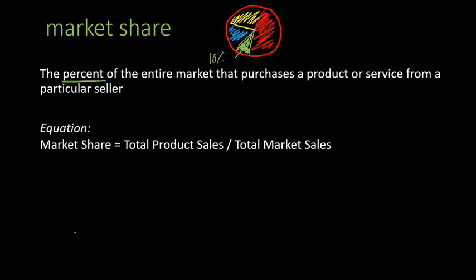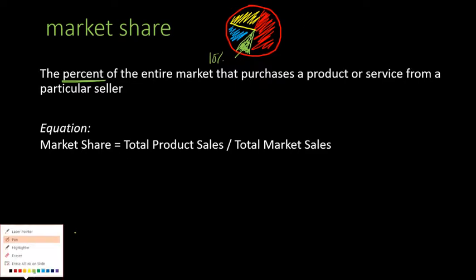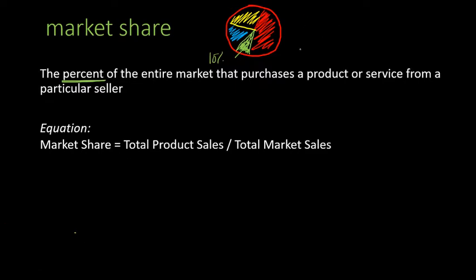I'm just worried about one, my total product sales, versus two, all the total sales that happen, the entire pie. It's my little piece of the pie versus the entire pie, including my sales. Now, we can think about this in an equation. Market share equals total product sales, my little pie piece, divided by total market sales, the total pie.